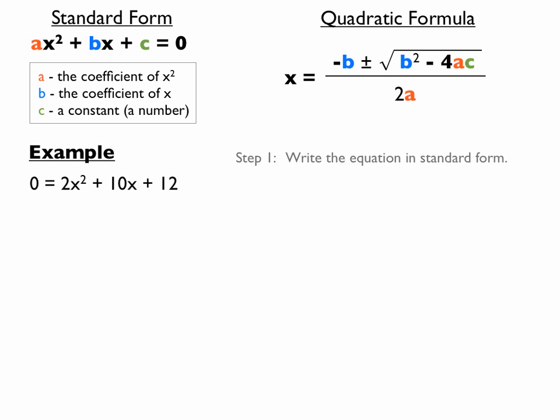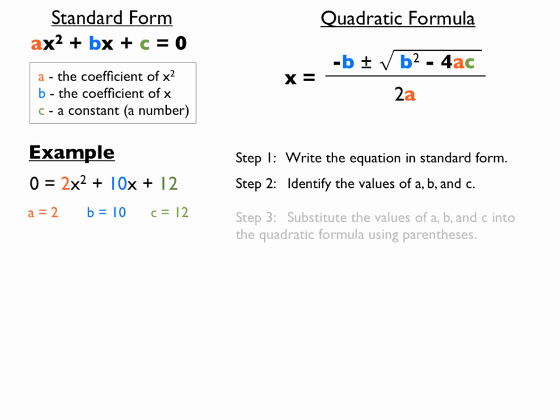Well, step 1 is to write the equation in standard form. You may notice that this equation is already in standard form, so there's nothing to do here. Step 2 is to identify the values of a, b, and c. Well, a is the coefficient of x squared, so that's going to be 2. b is going to be the coefficient of x, and that's 10. And c is the constant, 12.